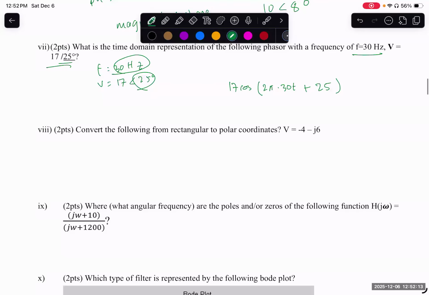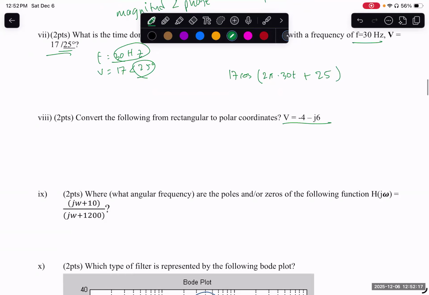And then it asks for the rectangular to polar coordinates for this one, which is V equals -4, -j6. So remember, when we need polar coordinates, we just need the magnitude and the phase. So the magnitude would be this squared plus this squared, square root.